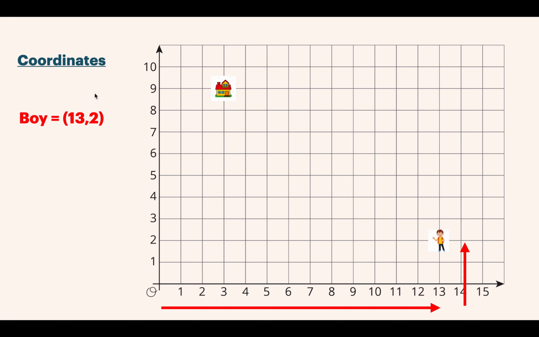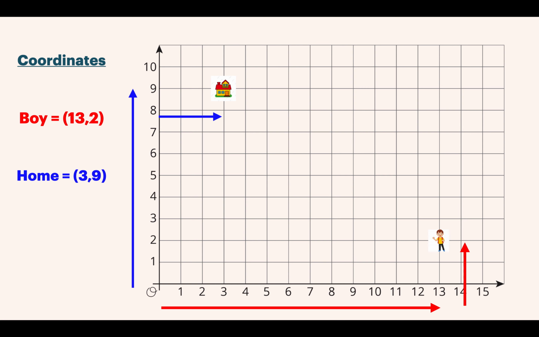Now let's find point B. I'll give you a second. If you're really smart, you would already know that the house's x-axis distance is 3. It's only 3 across, even though it's way up here. But if we look at our y-axis, it's very, very far away. In fact, it's 9. So the coordinate for the house is 3, 9.